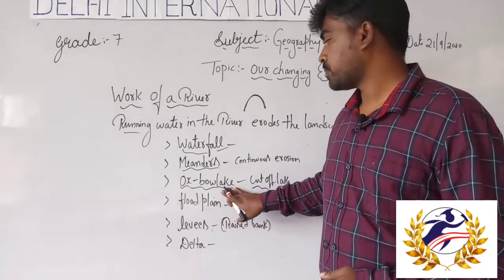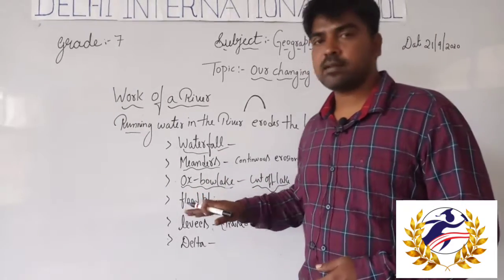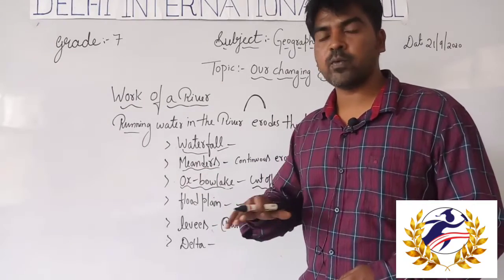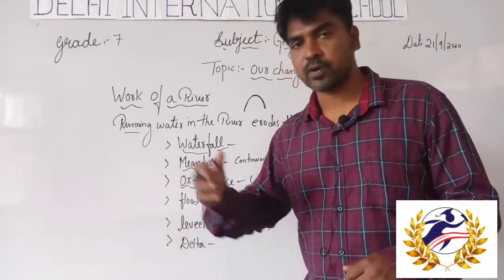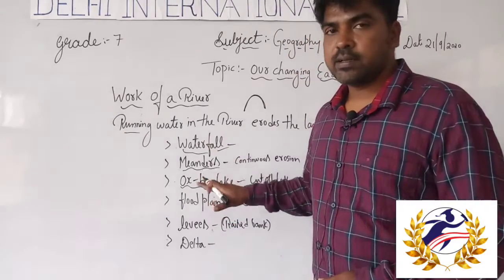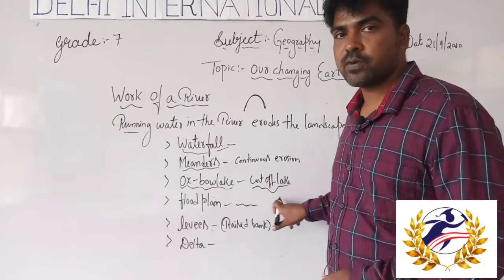So when the water flow comes down, the water is going to stop. It is not going to move away, it's not going to move further. So it is going to stop, and it forms an oxbow lake. We used to call it a cut off lake.